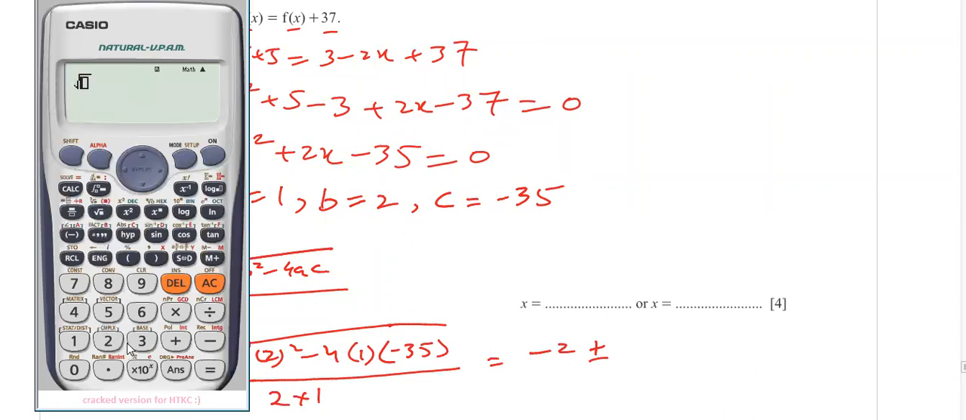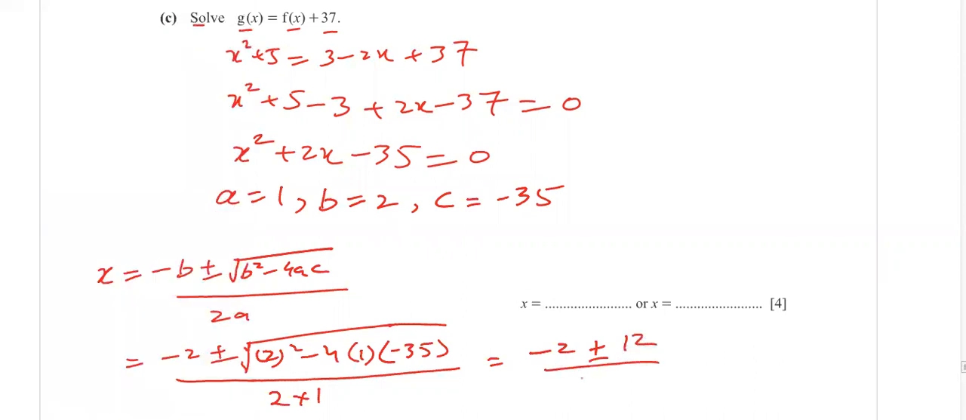So the part will be 2 square minus 4 into 1 into minus 35. So that is 12 over 2. So there are two options now.